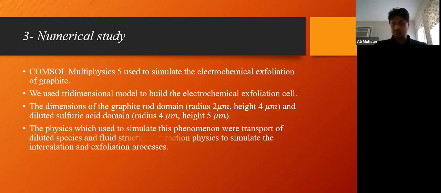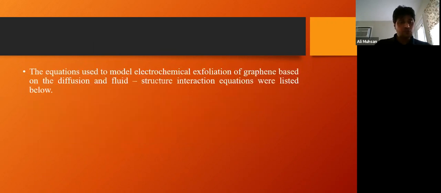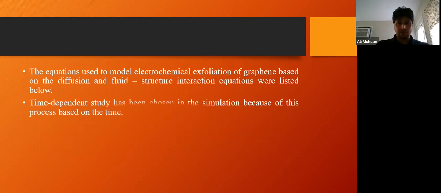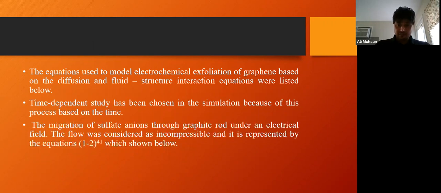The physics used to simulate the electrochemical exfoliation were transport of diluted species, and fluid structure interaction physics to simulate the intercalation and exfoliation process. The equations used to model the electrochemical exfoliation of graphene are based on diffusion and fluid structure interaction. This is a time-dependent study, and it also includes the migration of the sulfate anions to the graphite rod under an electrical field. The flow in this study was considered incompressible, and it is represented by equations 1 to 2.